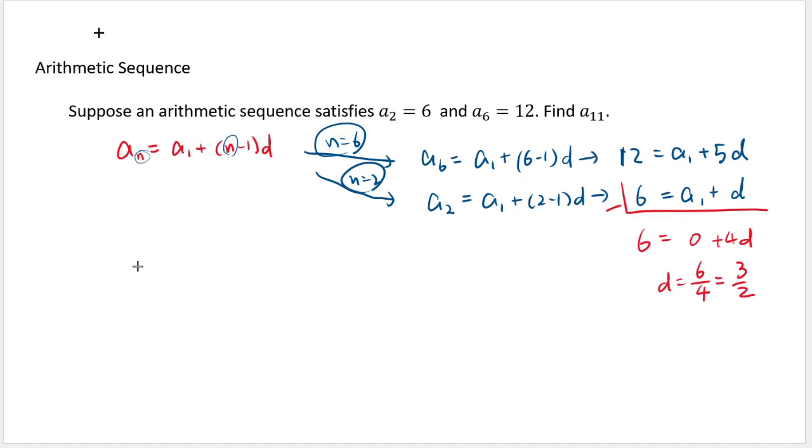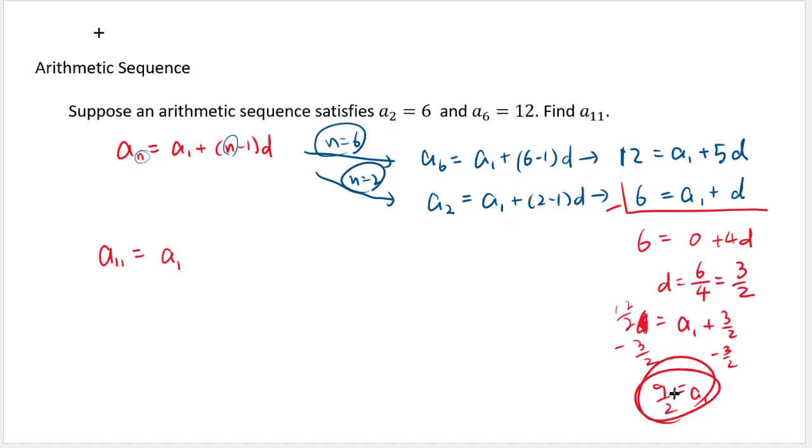And then, since a11 is being requested, let's think about what a11 is. a11 is a1. Oh, you also need to know a1. So let's go back. So plug 3 over 2 back in there. So 6 equals a1 plus 3 over 2. Subtract 3 over 2 from both sides. 6 is 12 over 2, right? And then 12 minus 3 will be 9 over 2. So a1 is really 9 over 2.